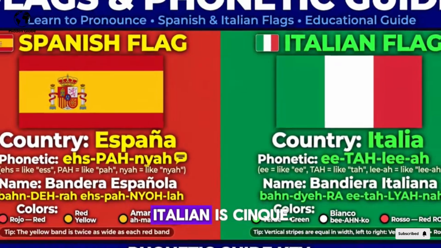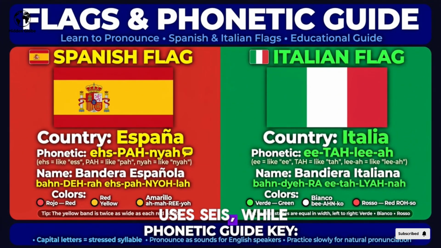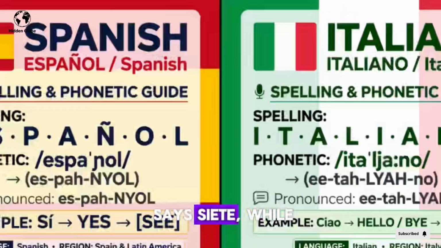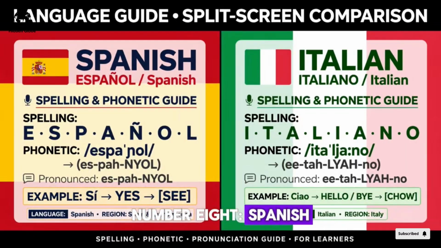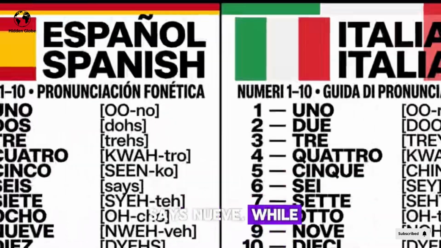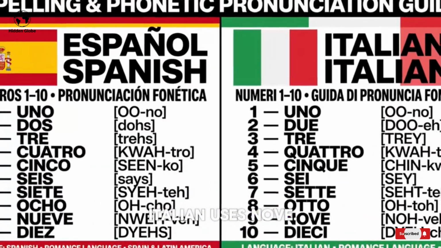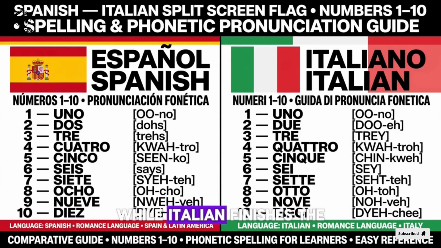Number 5, Spanish is cinco, while Italian is cinque. Number 6, Spanish uses seis, while Italian uses sei. Number 7, Spanish says siete, while Italian uses sette. Number 8, Spanish is ocho, while Italian uses otto. Number 9, Spanish says nueve, while Italian uses nove. And number 10, Spanish uses diez, while Italian finishes the single digits with dieci.